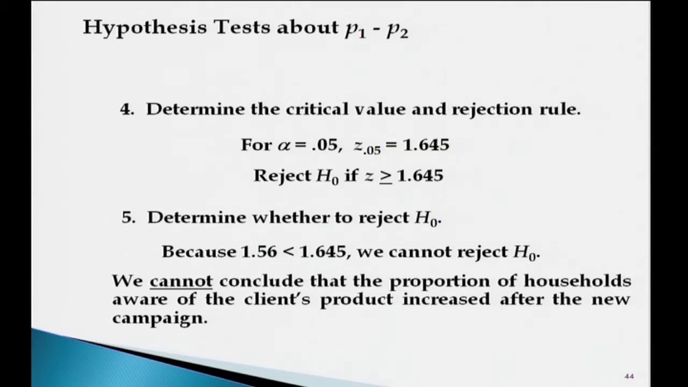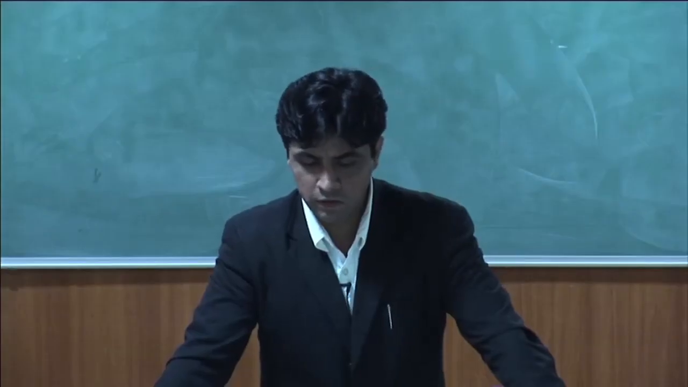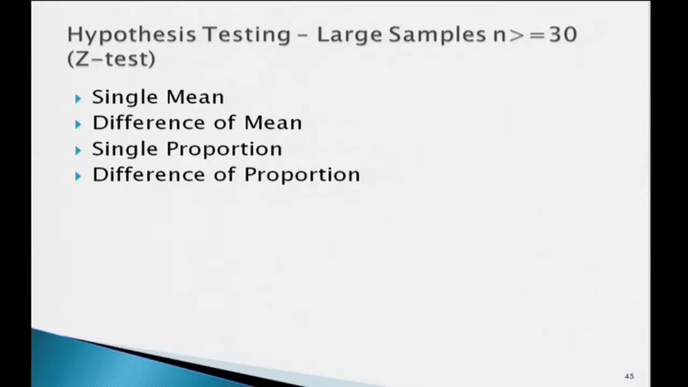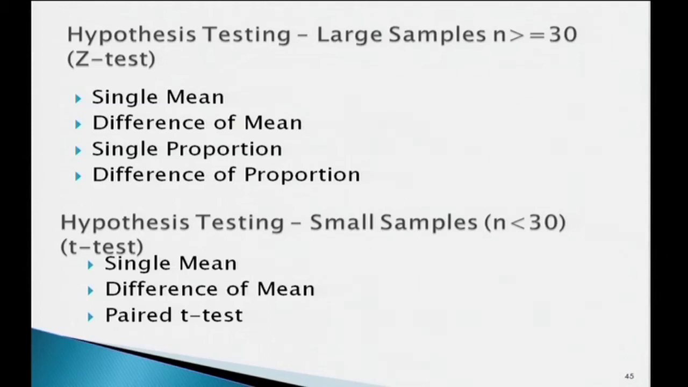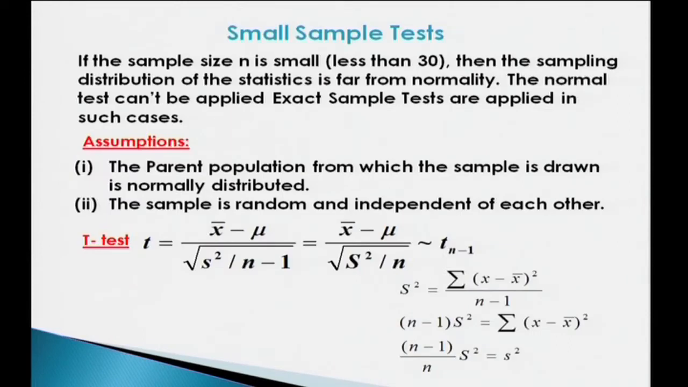So, till now we have studied difference of means and difference of proportions. We have covered hypothesis testing for large samples, and 4 tests till now: single mean, difference of mean, single proportion and difference of proportion, right. Moving further, we will be taking up single mean under small sample tests, difference of mean. We will also pick the paired t test, right.